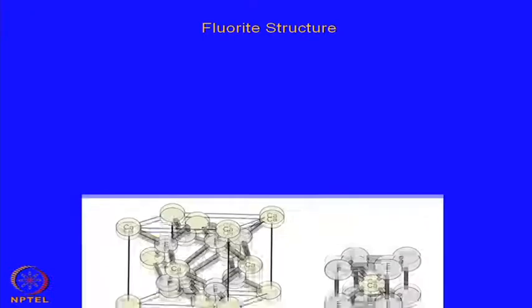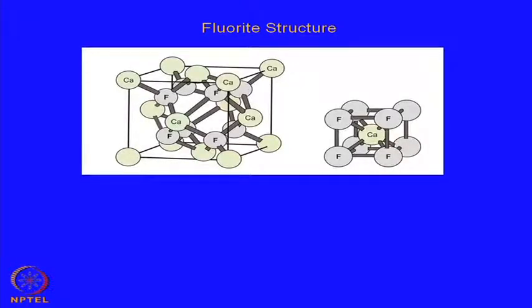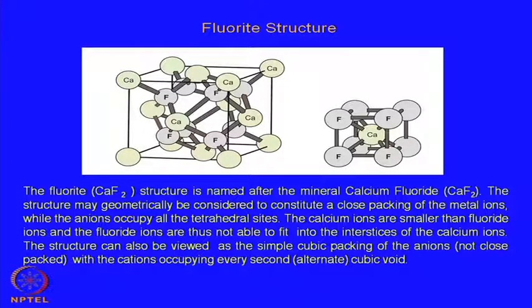Once again, just like sodium chloride structure, it is called the rock salt structure. Fluorite is also a mineralogical name of calcium fluoride, CaF2. Okay. So, the fluorite structure can also be described more or less in the same fashion. Of course, the unit cell is a little complex, but one can discuss more or less following the same principle.